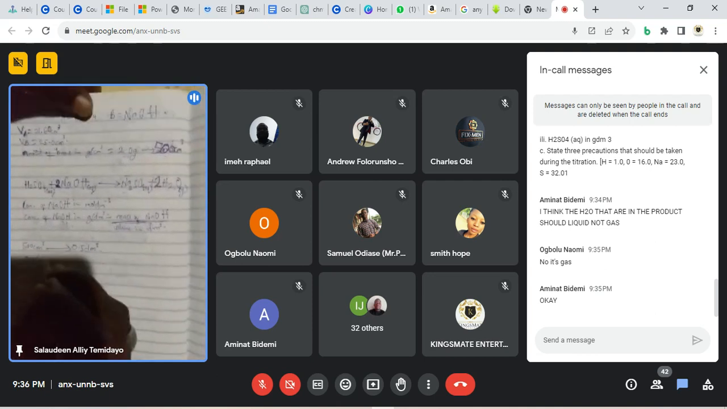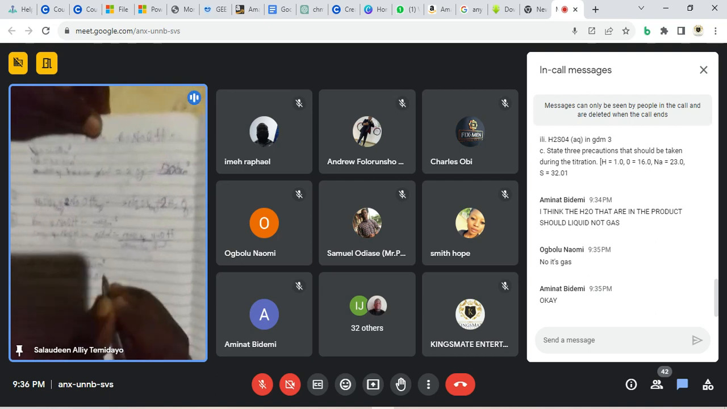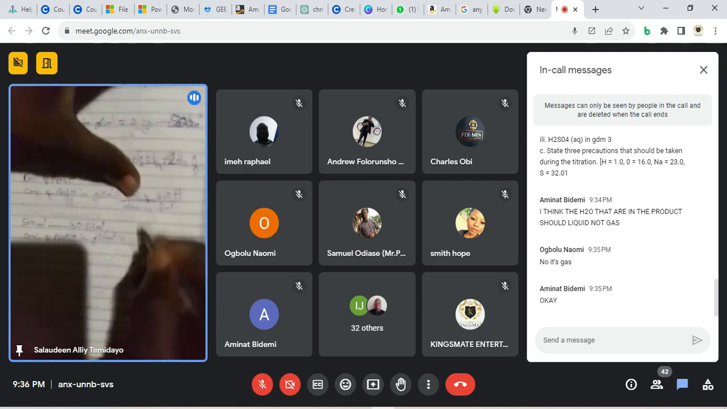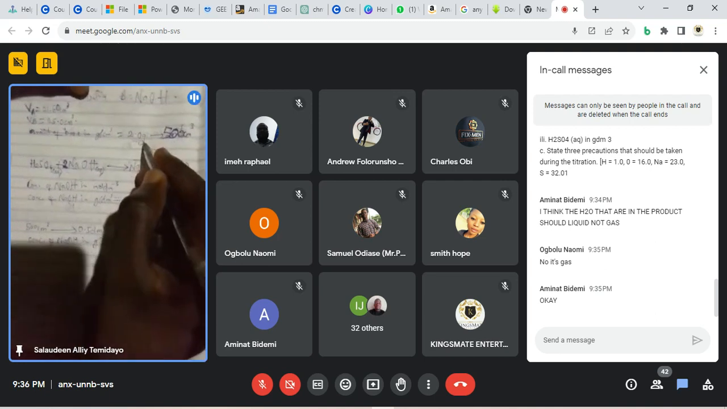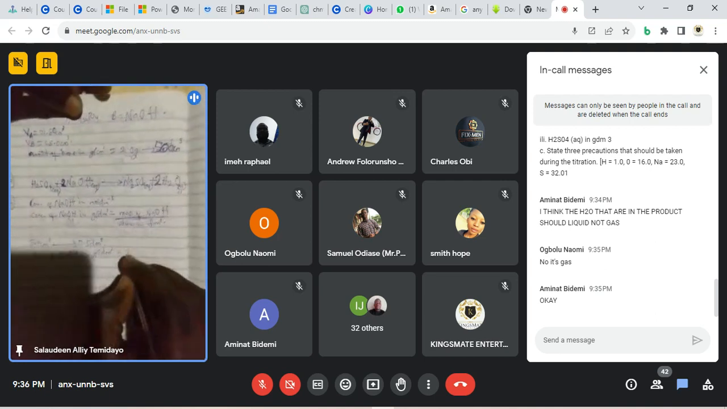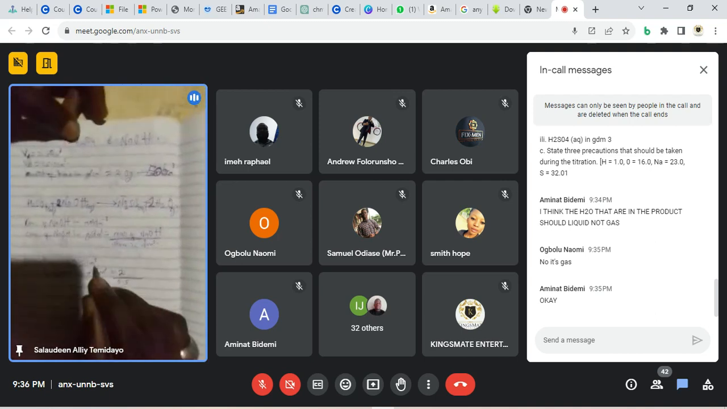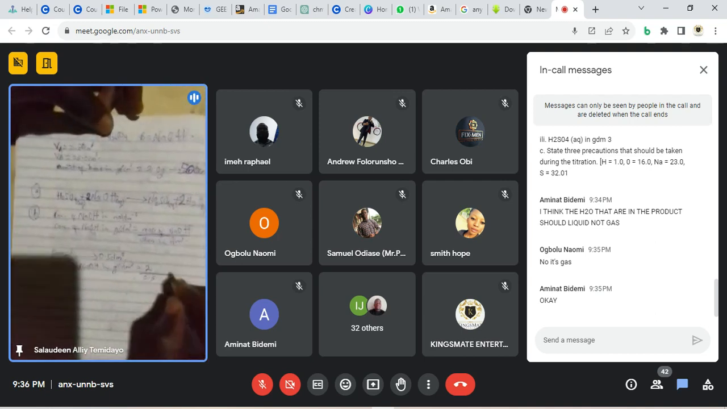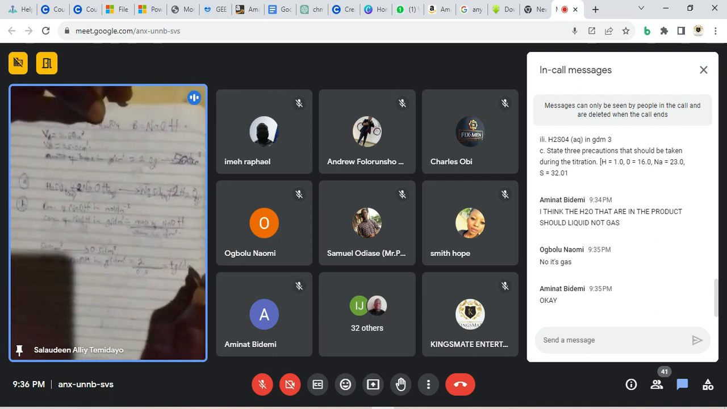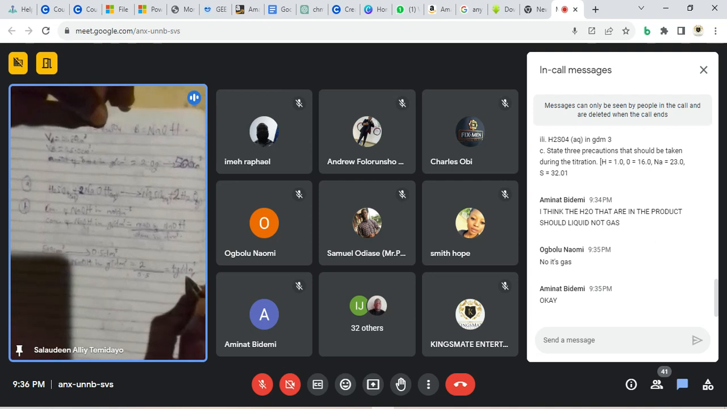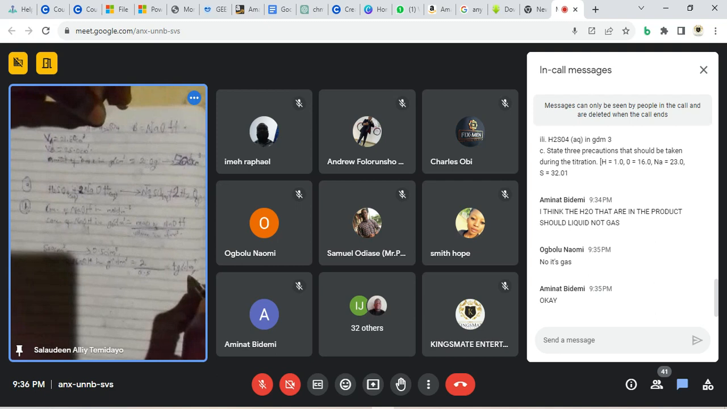Concentration of NaOH in grams per dm3 is going to be mass of NaOH. The mass given to us was 2 grams. Keep looking at the question. 2 grams over volume in dm3, that's 0.5 dm3. So this is 2 divided by 0.5, that is 4 grams per dm3. We've gotten the normality first, this concentration in grams per dm3.